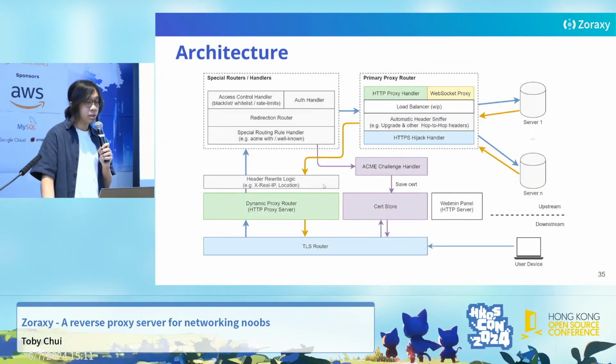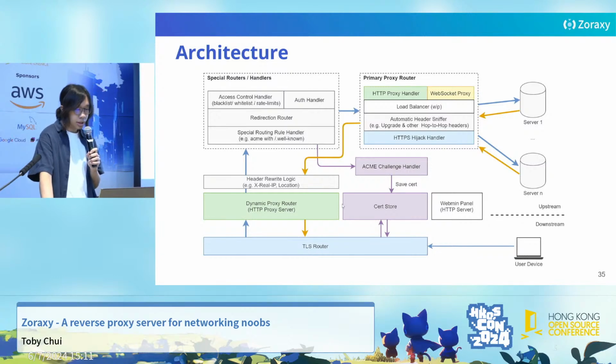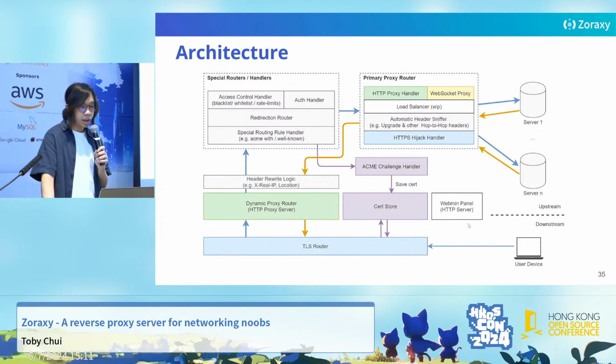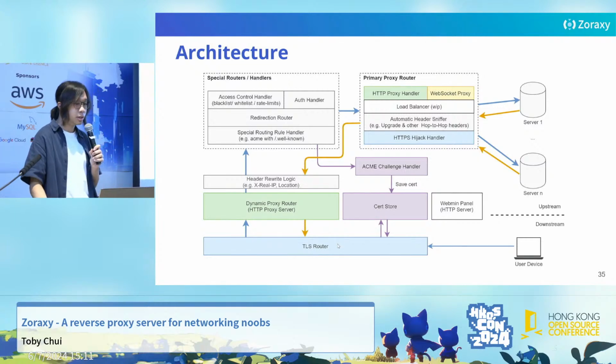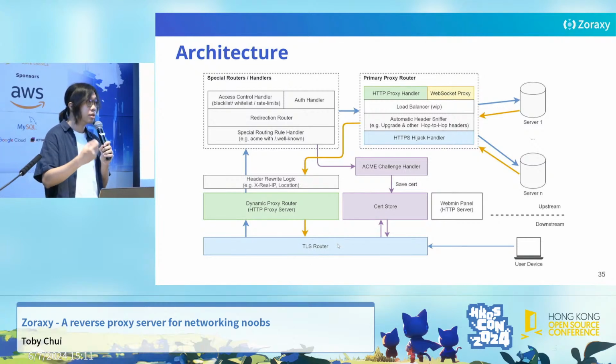This is the overall general structure of Zoraxy. I tried to simplify a lot of things here, but you can see the downstream here, which is the user device, and your upstream is the server right here. First of all, the request will go through the TLS router, where a lot of things are done, for example, getting you the correct certificate to serve your request. And it passes through something called the dynamic proxy router. Why it's called dynamic, I will explain later.